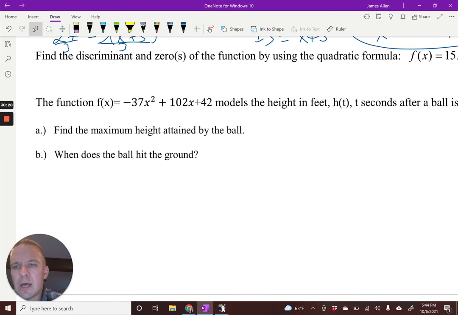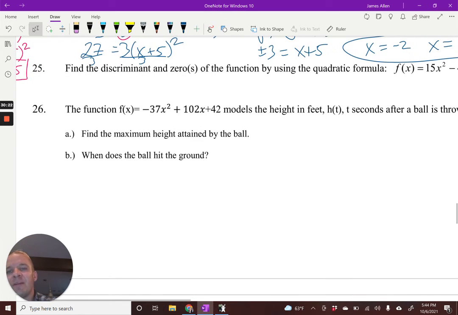All right, let's see here. Find the discriminant. I need a nap, children. I need a nap. No, I need a sleep.